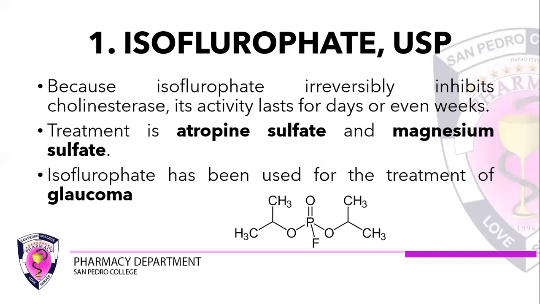Now, the treatment in cases of toxicity with isoflurofate, remember it's a muscarinic agonist by indirect action. So therefore, to counter its toxicity, you can give an anticholinergic. So it would oppose the effects of your cholinergic agonists like atropine sulfate. Ang magnesium sulfate, it addresses the possible seizures na related sa acetylcholine toxicity. So isoflurofate also additionally has been used for the treatment of glaucoma.